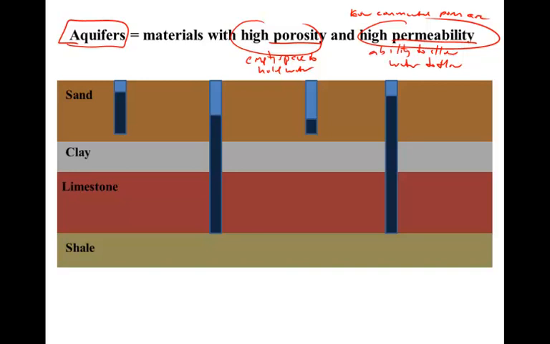In this example, sand and limestone are both acting as aquifers. The sand has a high porosity and a high permeability. In other words, porosity and permeability are both high in sand. Limestone, likewise, because limestone can be dissolved by acidic water, will have lots of void spaces, empty space. It will also have both good porosity and good permeability.